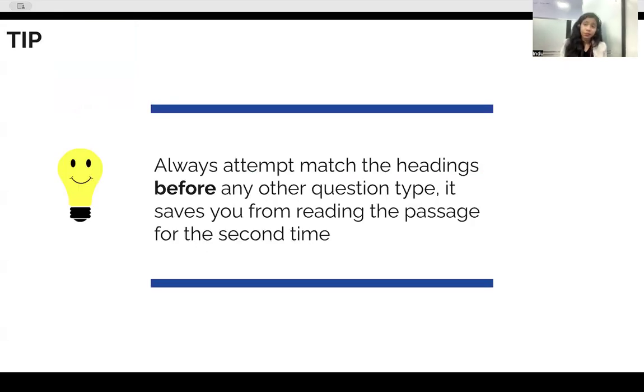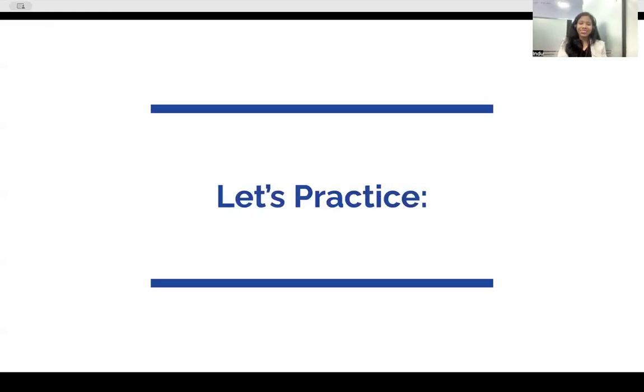And one tip that I would like to give you is to always attempt this question type before any other questions that you have in the paper. Many people like to do fill-ups or other question sets for the same passage before match the headings because they think it gives them more insight about the passage, which makes sense for some people. But for many, I have seen this tip work like a wonder. So try it. If it works for you, give it a try, and use it to get more accuracy and more ease while attempting your reading.